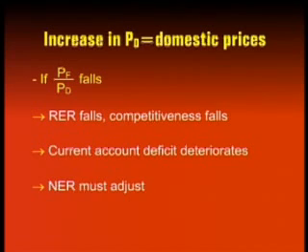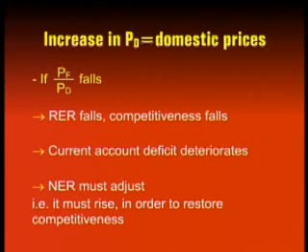Now, in order to rectify this situation, the nominal exchange rate must adjust. How must the nominal exchange rate adjust? The nominal exchange rate must adjust in the opposite direction as the change in PF over PD. In this case, PF over PD has fallen, therefore the nominal exchange rate must rise. That is, there should now be more rupees available per dollar. That is, if the exchange rate was 58, now it must rise to 65 or some other level. Only if the two factors offset each other will the competitiveness of Pakistani goods remain unaffected.